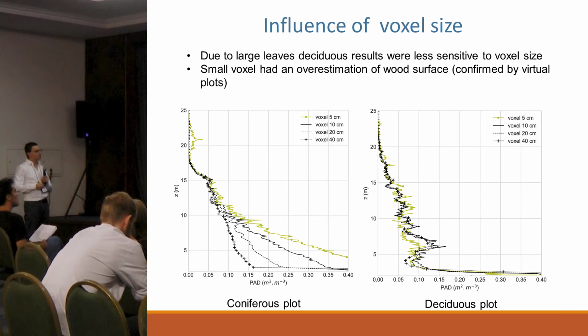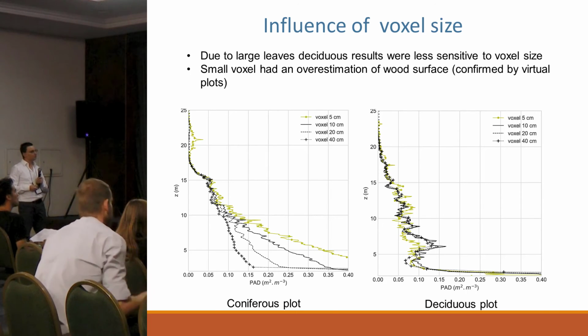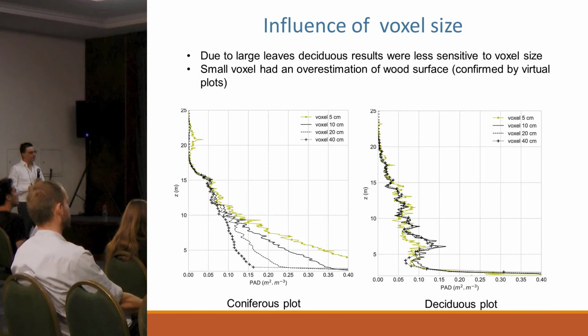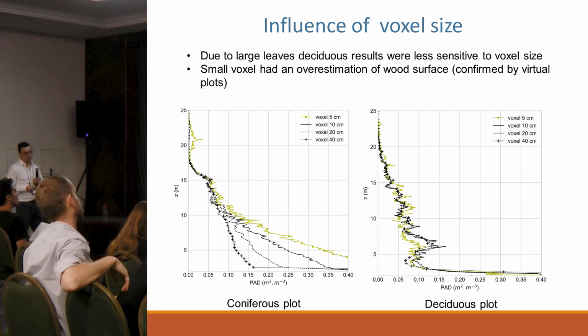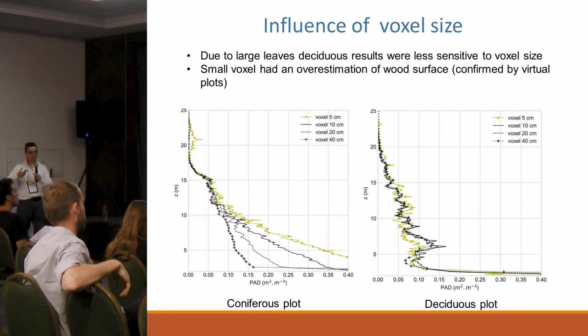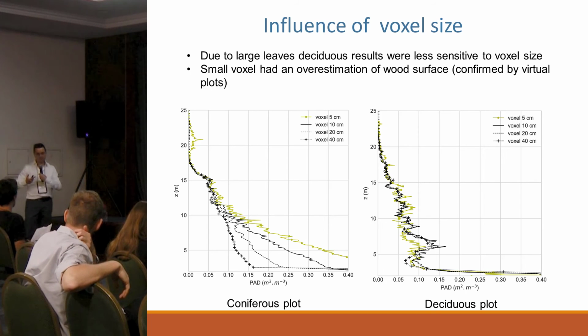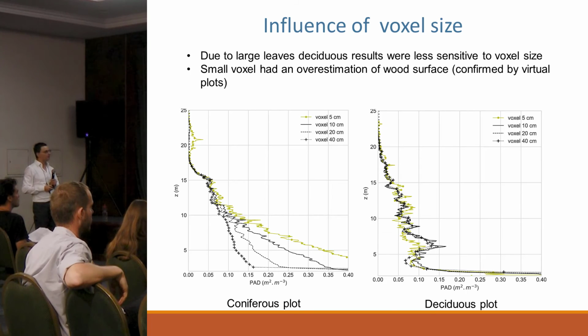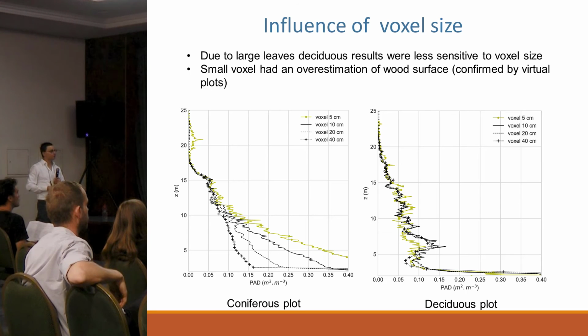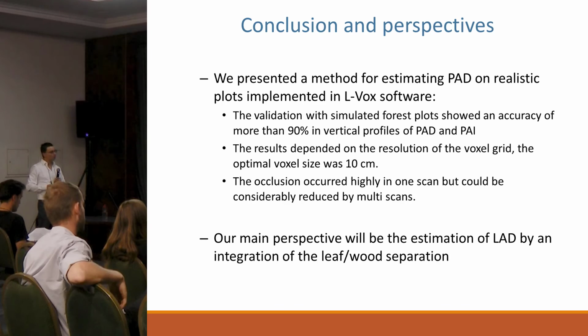For the real ones, due to the large leaves, deciduous results were less sensitive to voxel size. Even though it's less sensitive, I would still consider using the leaf size as the voxel size anyway. It's a good rule of thumb actually. And small voxels had an overestimation of wood surface. That was not for the virtual plots. So you can just see the curve here.